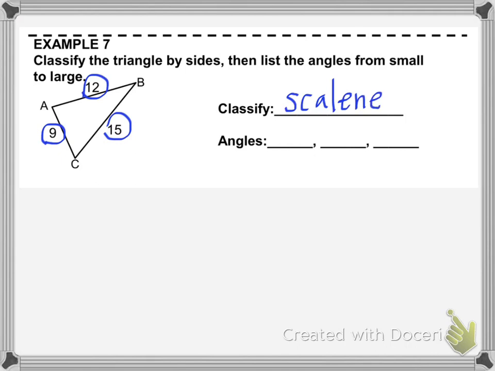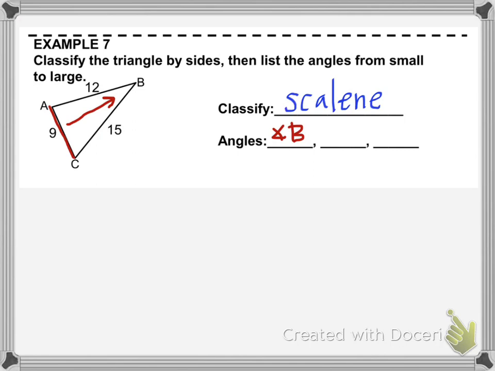All right. Now we're going to list the angles from small to large. Let me erase this real quick. Okay, so I'm going to use some different colors here. First of all, the smallest angle is across from the smallest side. So the smallest side was this 9. The angle across from it is angle B. So that's going to be the smallest angle.